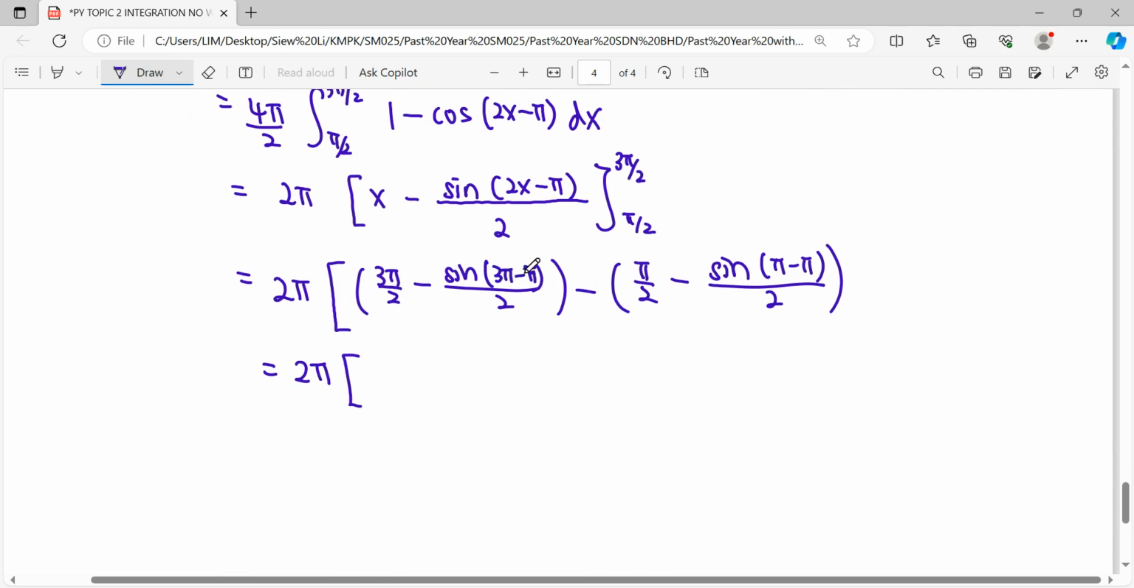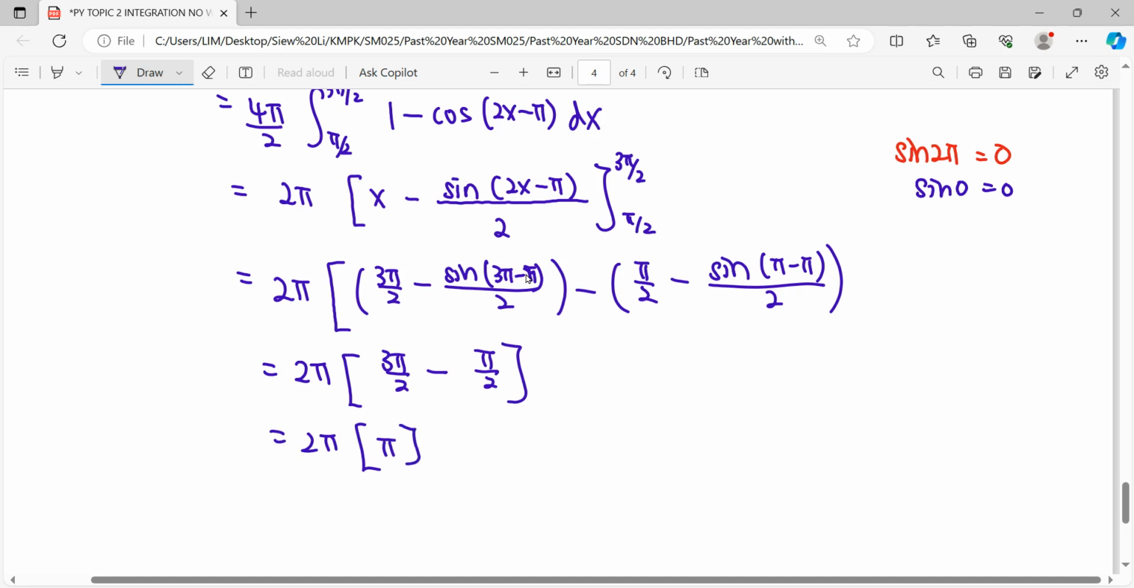So 3 pi minus pi will give you 2 pi. Sine 2 pi equals 0. Therefore, we only have remaining 3 pi over 2 minus, then sine 0 is also 0, minus pi over 2 only. Lastly, we get to show 2 pi squared.